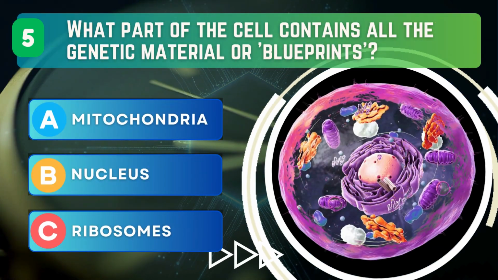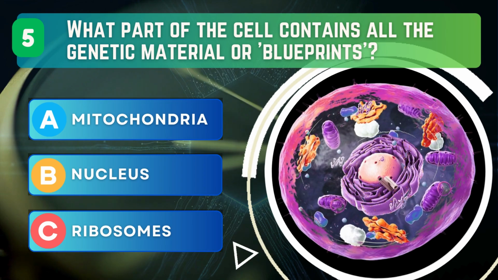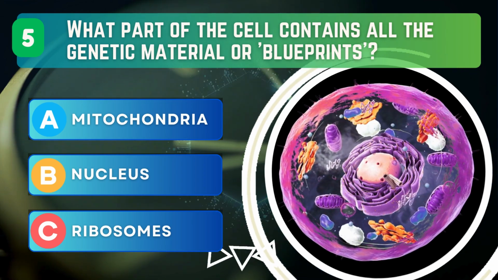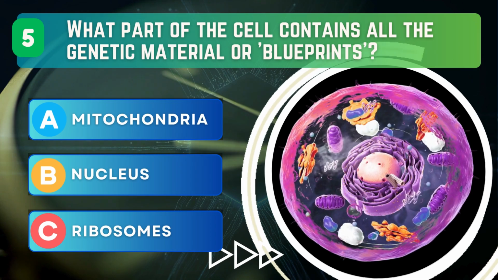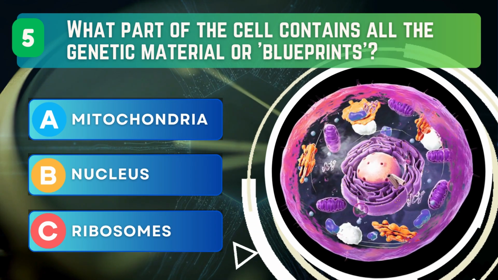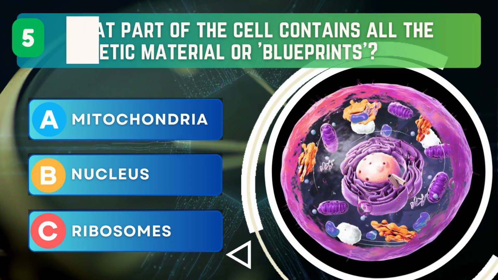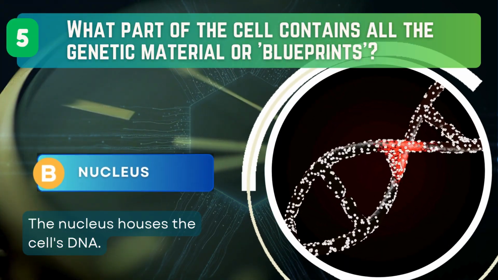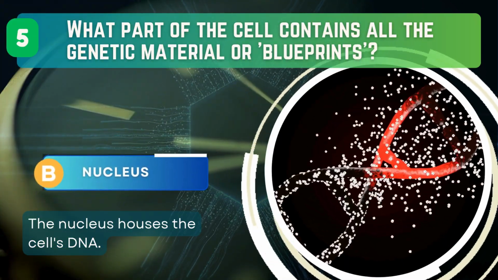What part of the cell contains all the genetic material or blueprints? Nucleus. The nucleus houses the cell's DNA.